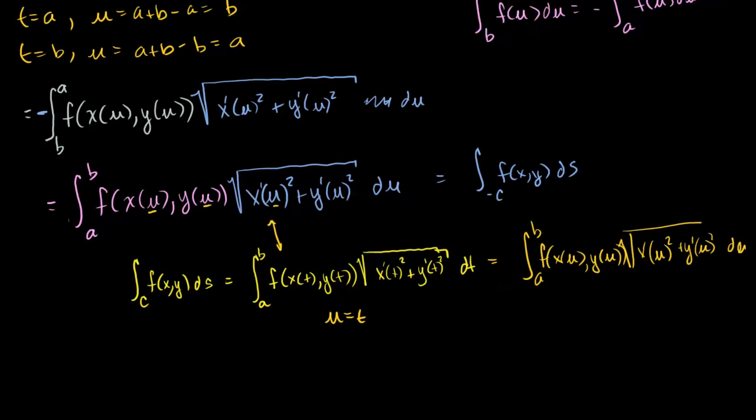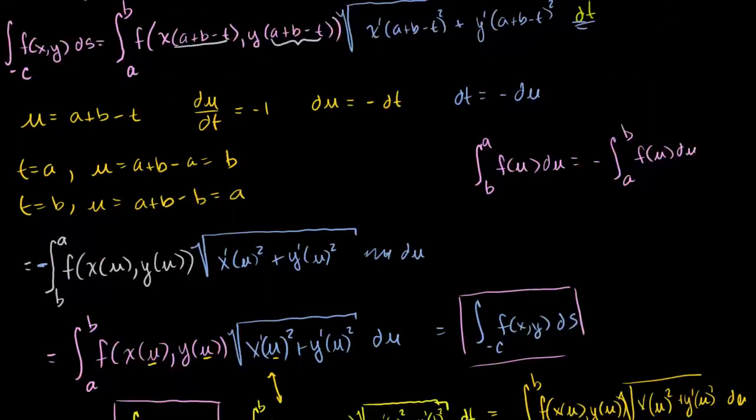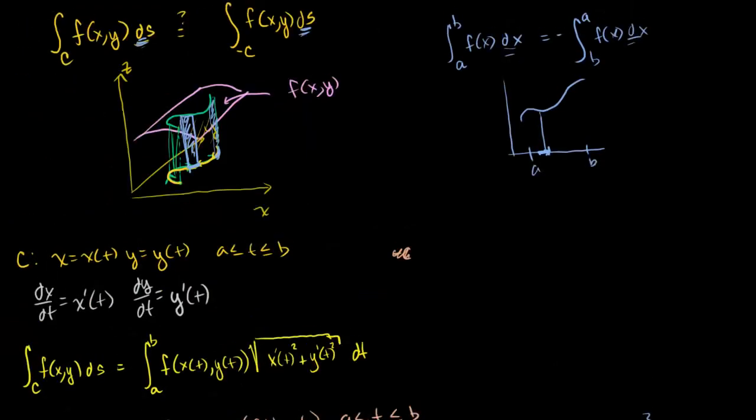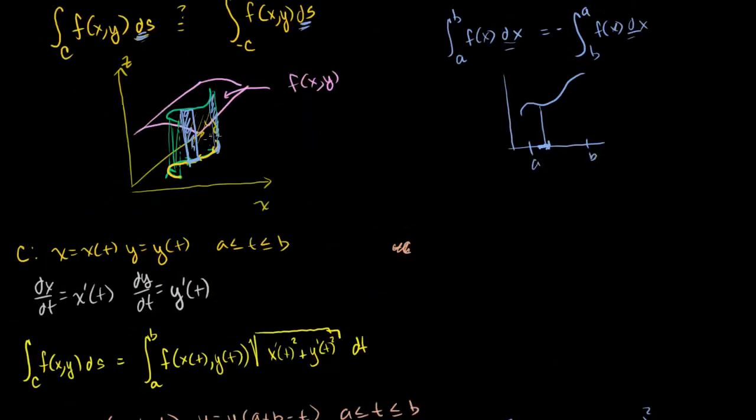So hopefully that satisfies you that it doesn't matter what direction we go on the curve, as long as the shape of the curve is the same. Doesn't matter if we go forward or backward on the curve, we're going to get the same answer. And I think that meets our intuition because in either case, we're finding the area of this curtain.